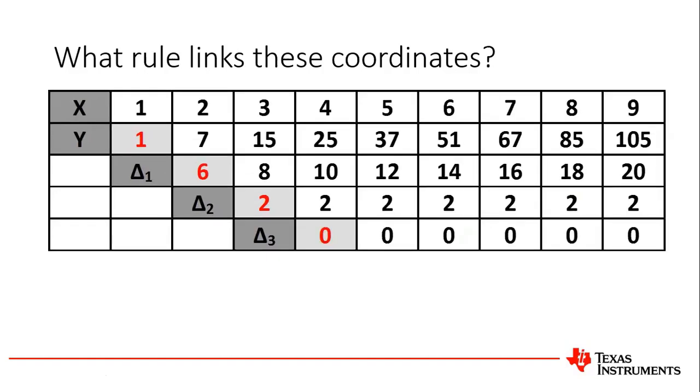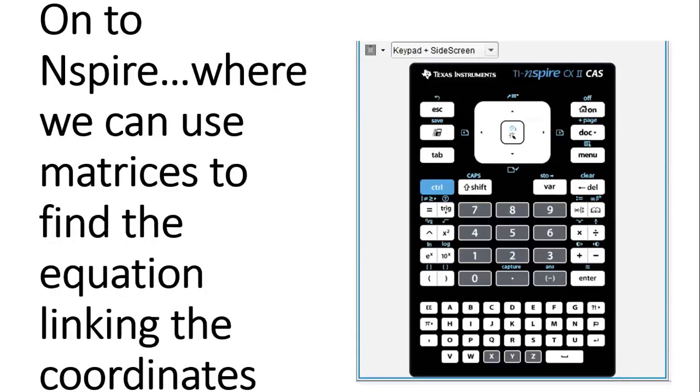The third differences are zeros, and that becomes important only in the fact that 1, 6, 2, 0 will be the leading edge, and it will form the numbers of the leading edge matrix. Remember that, write that down. 1, 6, 2, 0 in a column will be the leading edge matrix that we're going to be trying to achieve when we do our Nspire calculations. So we now go on to Nspire to see how that's actually done. And this will support some of the things that you are asked to do on that Activity 4 worksheet.